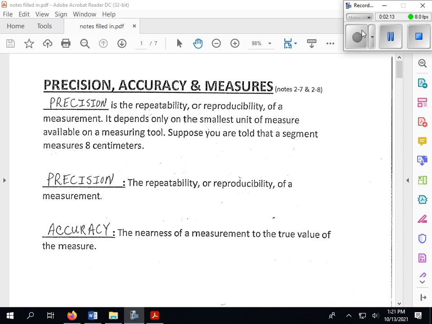And that's what it's saying. The precision depends on the smallest unit on the measuring tool. So if the smallest unit is 1/8 of an inch, then that means we can be precise to within that 1/8 of an inch. Okay? So that's what precision is.